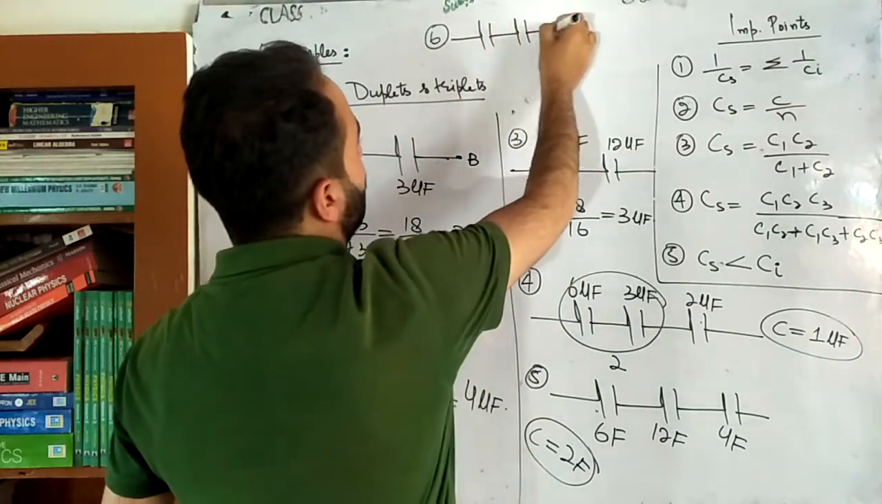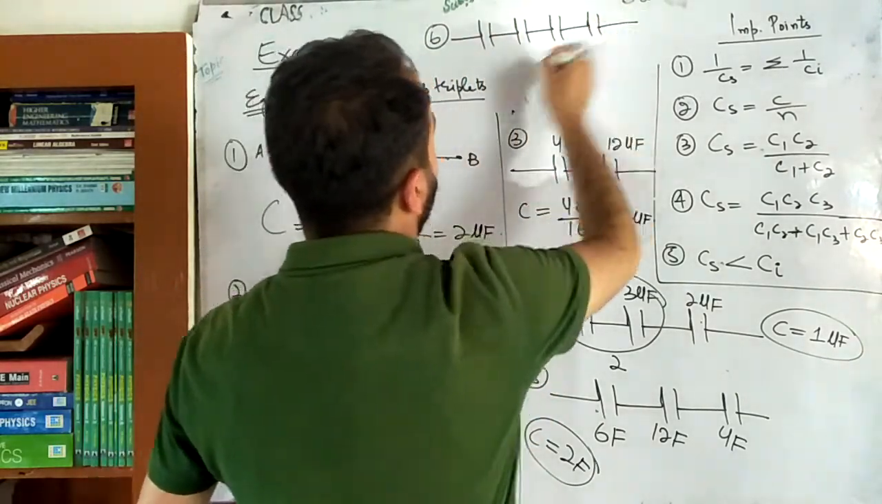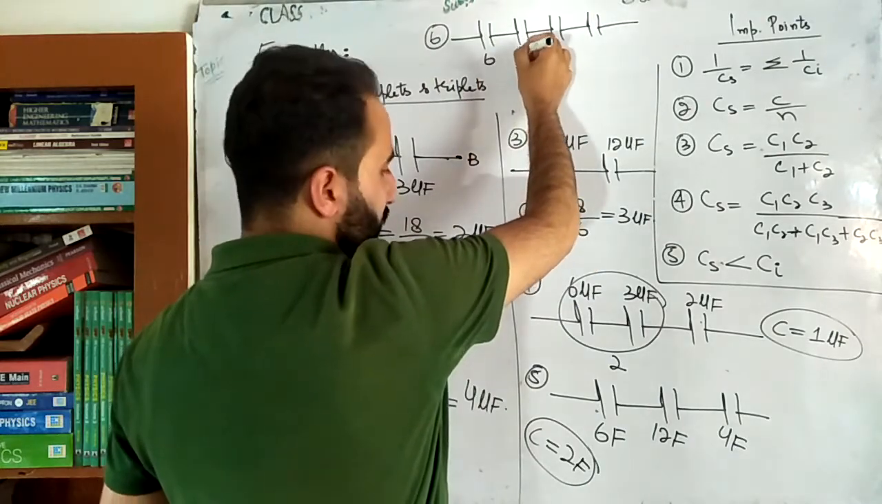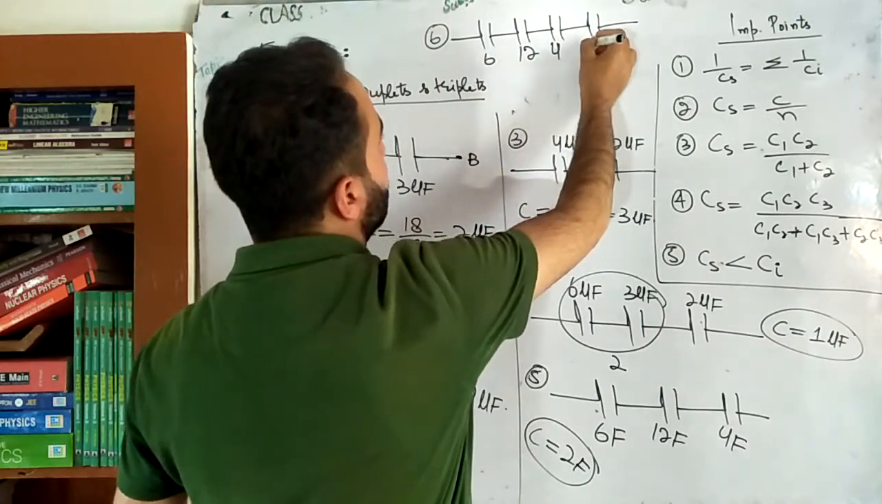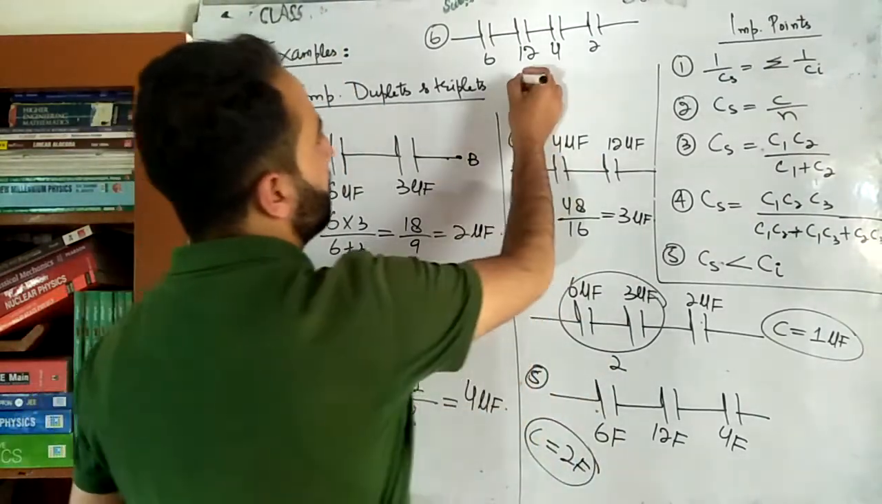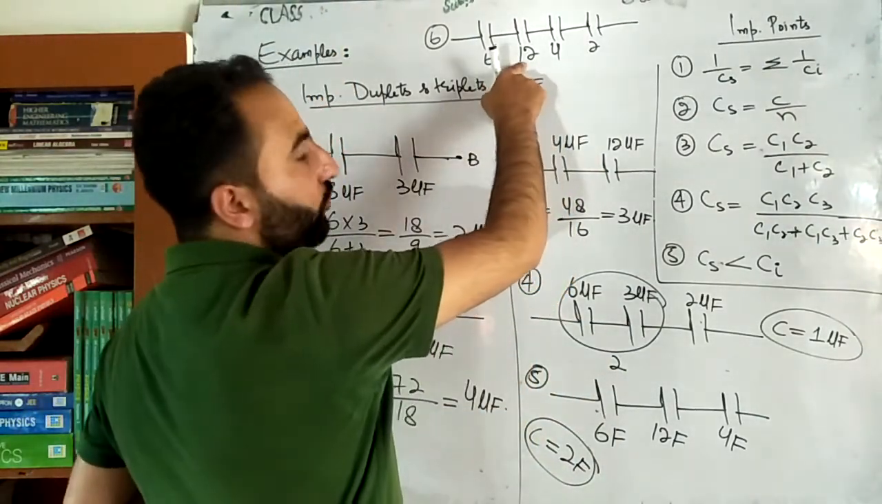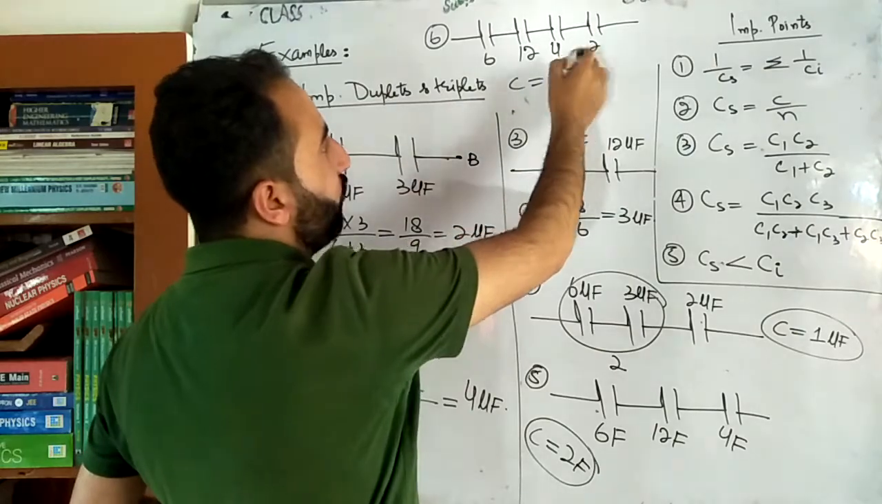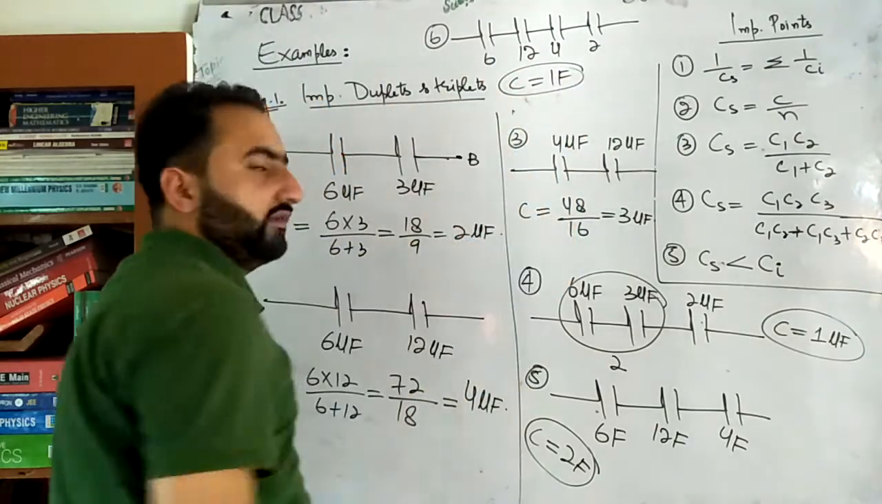Let's do the example like this. This here 6, then 12, then 4, then 4. This here 6 farad. Suppose this is 12 farad. This is 4 farad. This is 2 farad. Okay. Now the question is calculate the equivalent capacitance in this series. अब ध्यान रखो बेटा. 6 plus 12 is 4. 4 plus 4 is 2. 2 plus 2 is 1. So 1 farad is the answer.